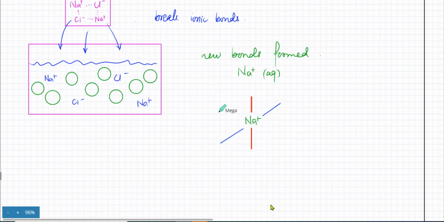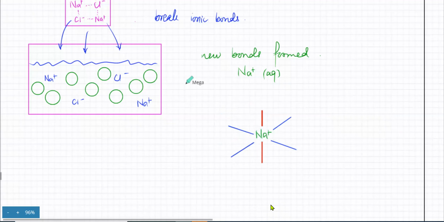So that's your x and your y axis. So what this Na plus 1 would do is that it would start to attract water molecules because water molecules are highly polar. The oxygen in the water molecule has this very highly electronegative lone pair, and that lone pair would be very strongly attracted to the positive ion. So the water molecule is going to be sticking or bonding with the Na plus 1.